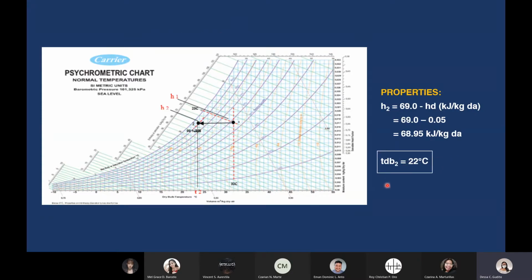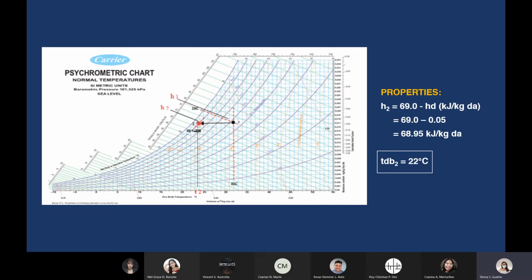So next, after plotting state 1, we need to plot state 2. For state 2, the given is 90% relative humidity. And since this is sensible cooling, it is understood that W1 is equal to W2, meaning a straight line, as I said earlier. So we plot a straight line up until the 90% relative humidity, and where they intersect, that is our point 2.